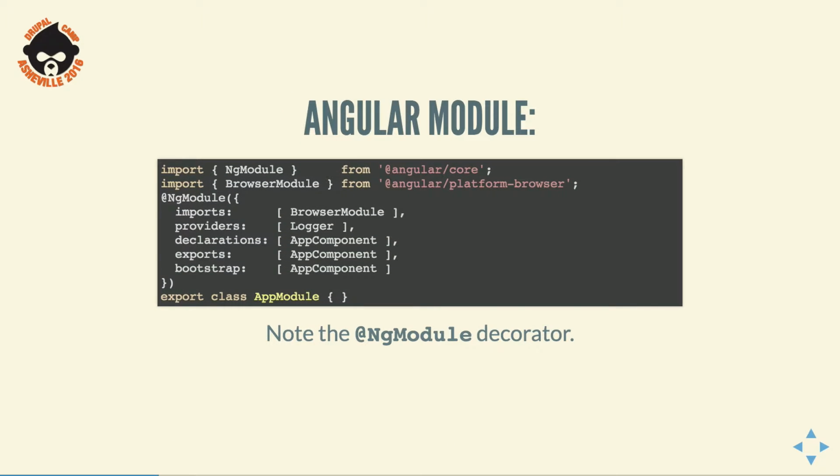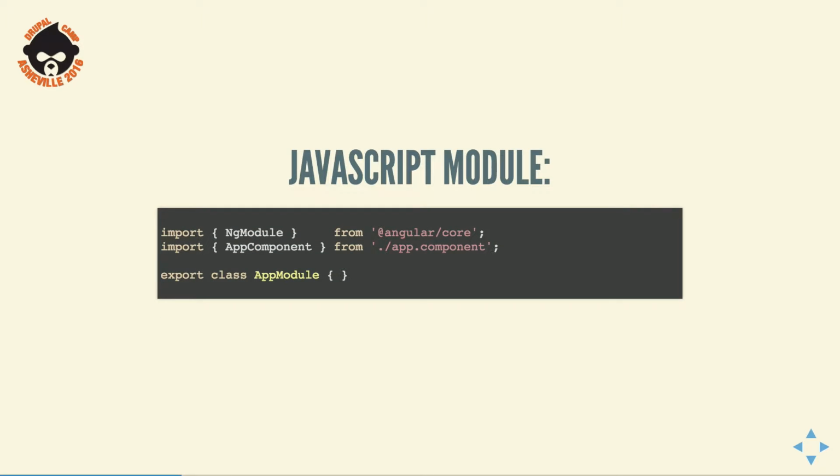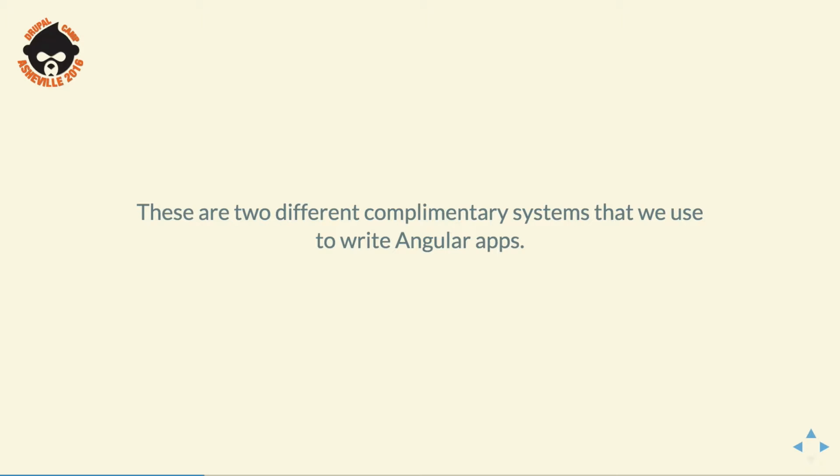So here's what an Angular module looks like. If you notice the @ngModule decorator there, that metadata right there is really the difference between the Angular module and the JavaScript module. Now, we're importing ngModule from Angular core, but it's not used as a decorator in this instance. And then we have the import and export keywords that we saw in the previous presentation, part of ES6, the signature of a JavaScript module. In JavaScript, each file is a module, and all objects defined in that file belong to that module. That's another important distinction. They're two different things. They're complementary to each other, and it's what we use to write Angular apps.